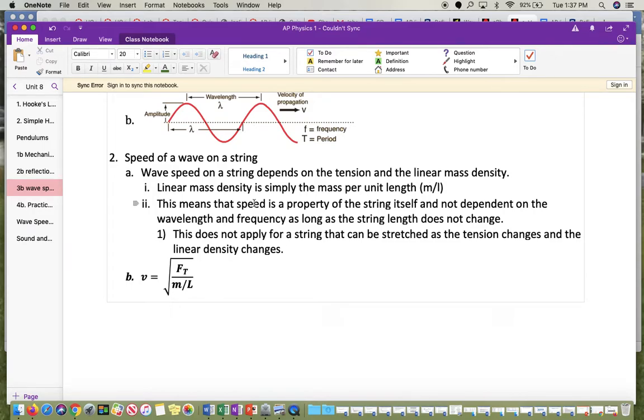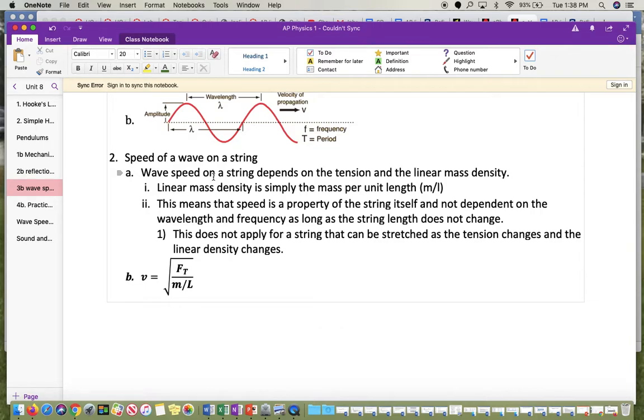So if I have a string that is set to a wave generator on one end and I'm holding the other, as I begin to pull it more taut, then what's going to happen is it's going to change the tension. So standing wave patterns will only form when I can match that tension up to generate a wavelength that follows one of the fundamental modes of vibration. All right, so it's a lot to take in. I realize that. I'll show you here in a second. So this means that speed is a property of the string itself and not dependent on the wavelength and frequency as long as the string length does not change.